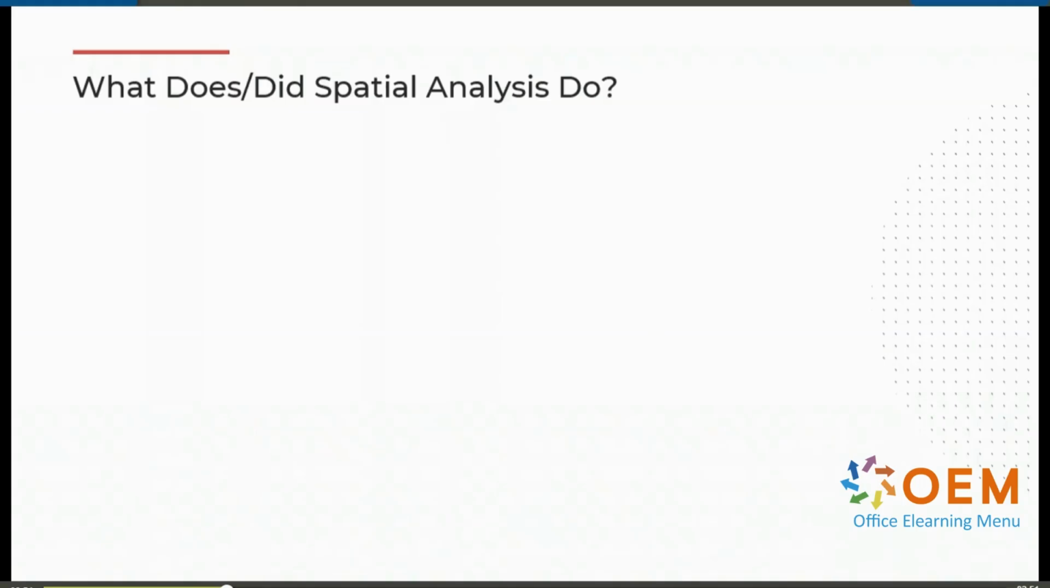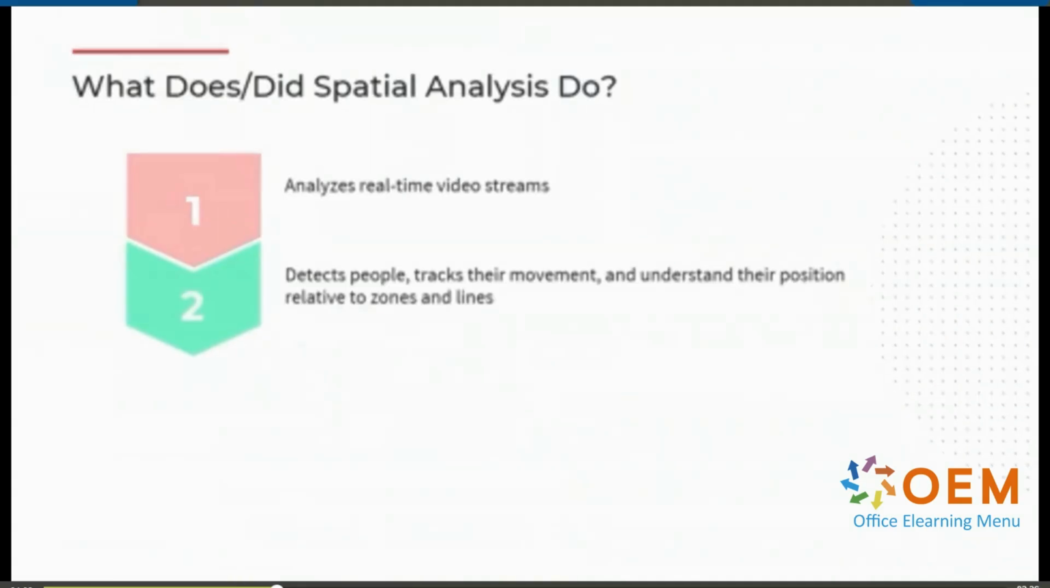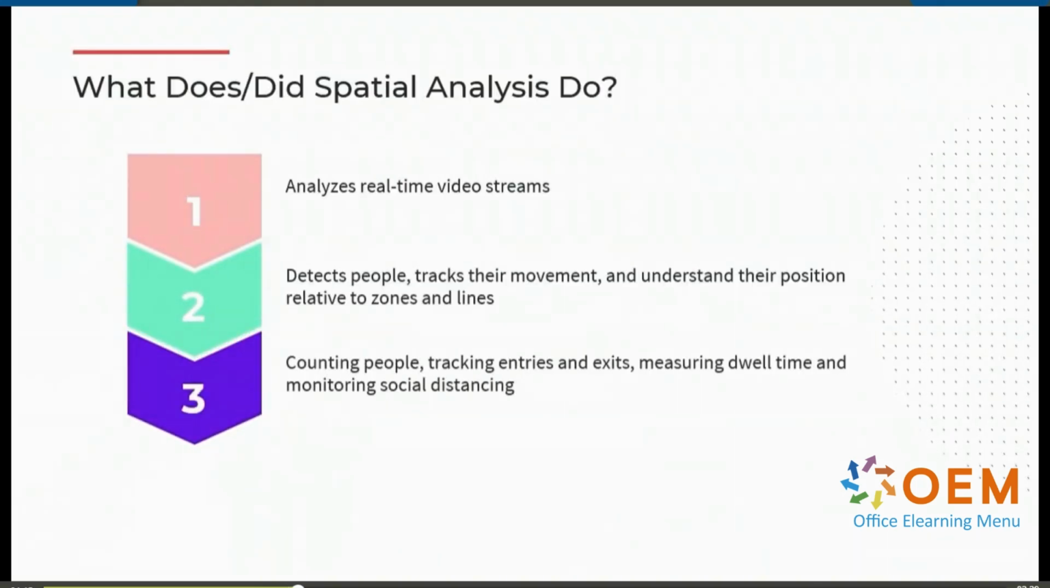This was or is an AI service that analyzes real-time video streams from cameras to understand the spatial relationships between people and their movements within a physical space, hence the name spatial. This allows the service to detect people and to understand their position relative to zones and lines. Use cases include counting people, tracking entries and exits, measuring dwell time, and monitoring social distancing, which used to be quite important in the COVID era.